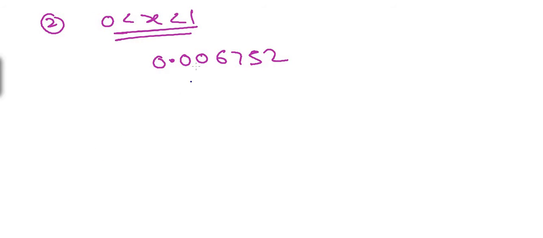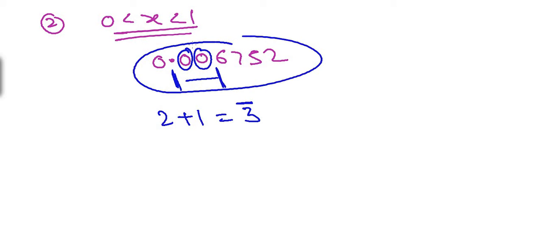Now in this case, count the number of zeros between the decimal and the first non-zero digit towards the right. So 6 is the first non-zero digit. How many zeros are there? 1, 2 zeros are there. Add 1 to it. That is equal to 3, and make it negative, bar 3. So bar 3 is the characteristic of 0.006752. Let us take one more example.